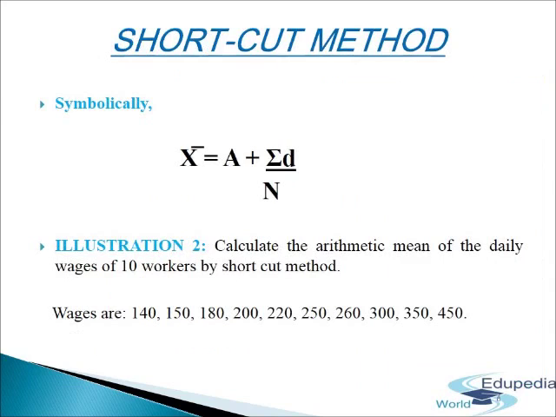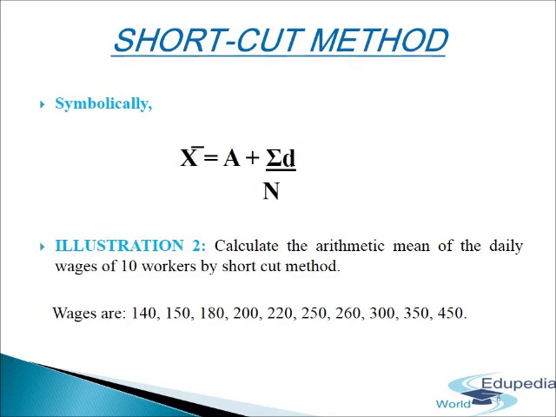Shortcut method or assumed mean method. If the number of observations in the data is large, it is difficult to compute arithmetic mean by direct method. We use assumed mean or shortcut method to make calculations easier. In this method, we can assume any particular figure in the data as arithmetic mean, and deviations from this assumed mean are calculated. Symbolically, it will be represented as the letter x with a dash above it equals a, which is assumed mean, added by sigma d, d means deviation, divided by n, which is the number of observations.